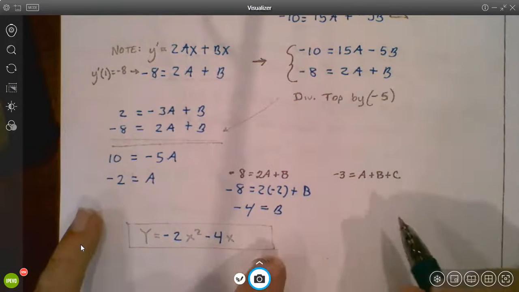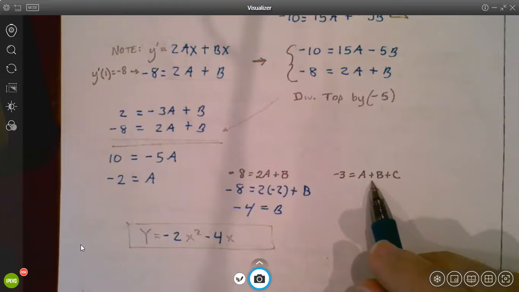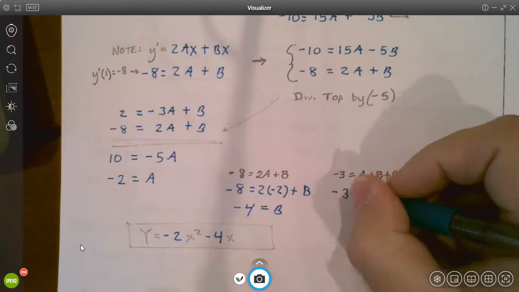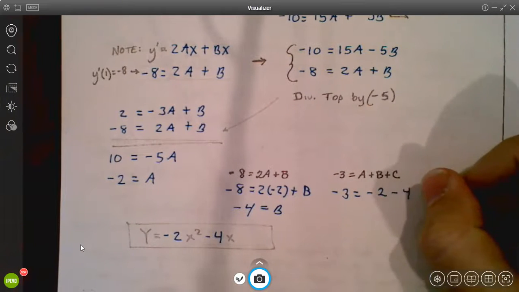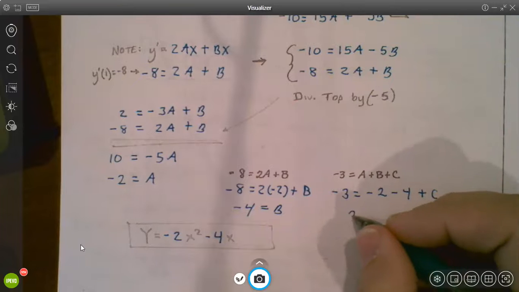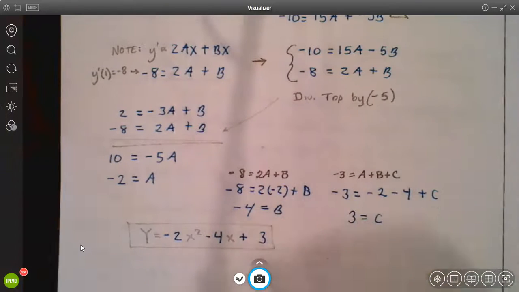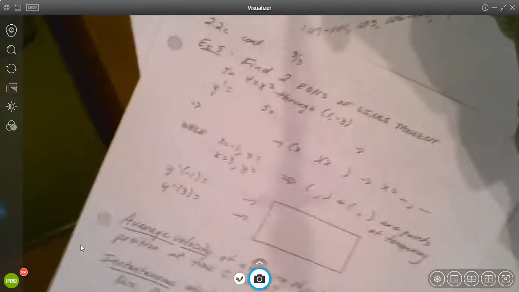And last one, now that we know a and b, we're going to take one of the equations from up top and replace a and b with those values. So a is going to be -2, b is -4, and we're solving for c. So if we do a little cleanup on that, we're going to get 3 for our c value. And then we have the equation of our parabola. So let me show you one last problem here.